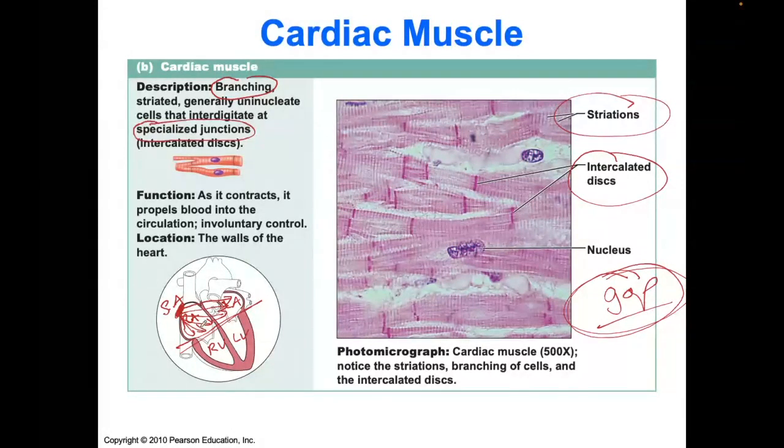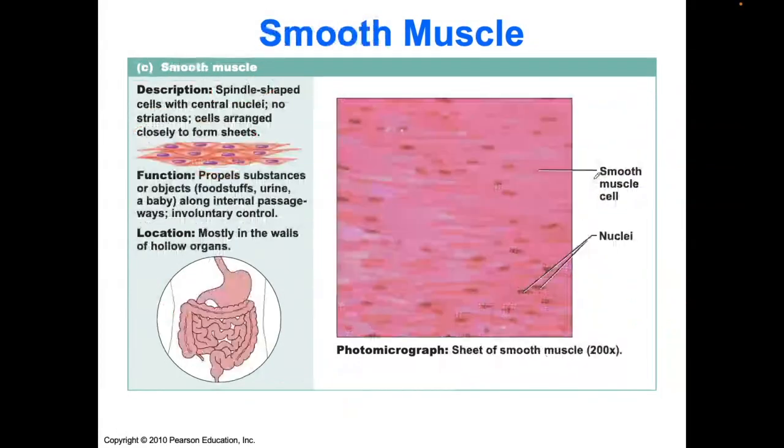So every single heart cell gets the message at the same time. So the atria contract at the same time, and then both ventricles contract at the same time. It functions in what's referred to as a functional syncytium, meaning it's working in sync, in harmony, because of the intercalated discs.